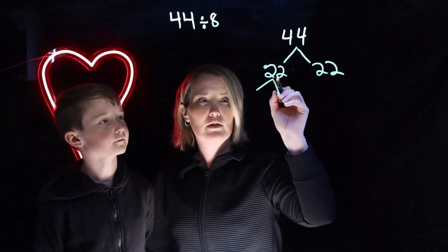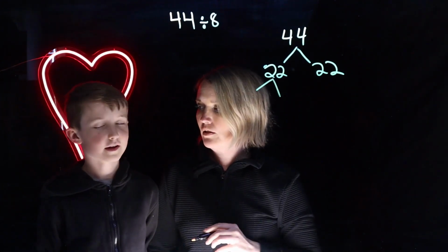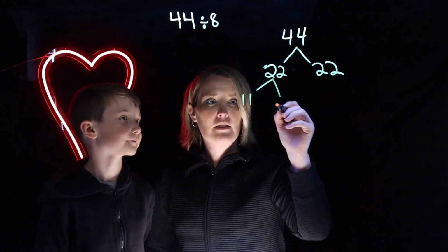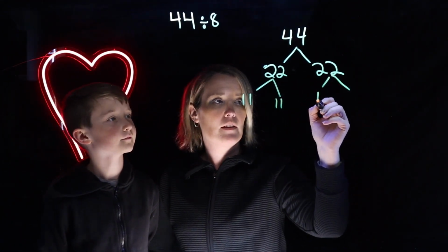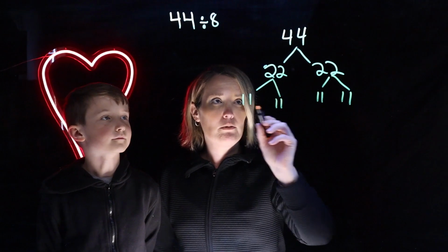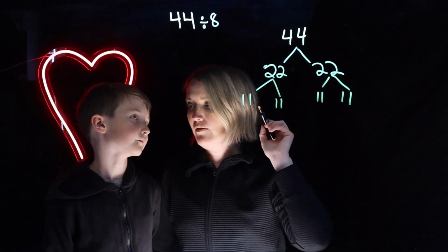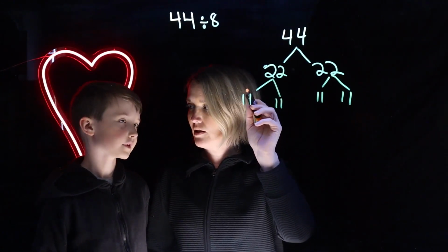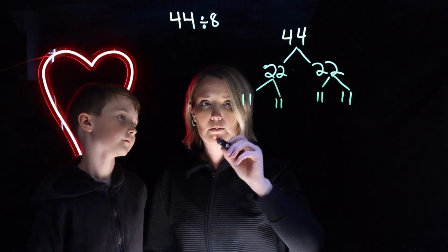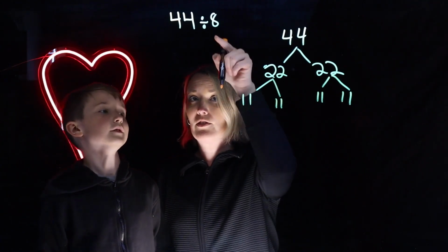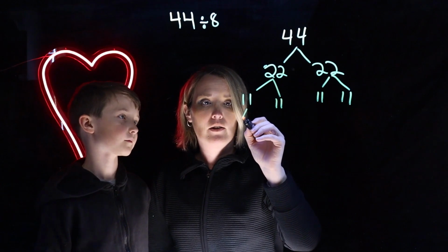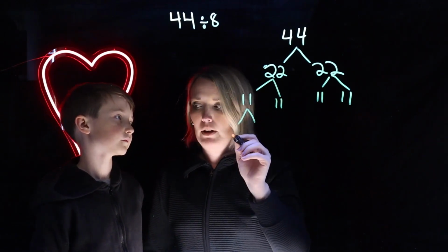So what's 22 divided by 2? That would be 11. So there's 4 equal groups here, so 44 divided by 4 would be 11, because there's 11 in each of these 4 equal groups. But we gotta do it once more because we're looking for 8 equal groups, right? Okay, so what's 11 divided by 2?